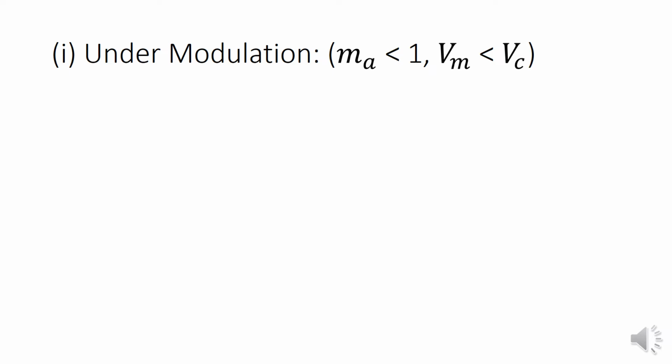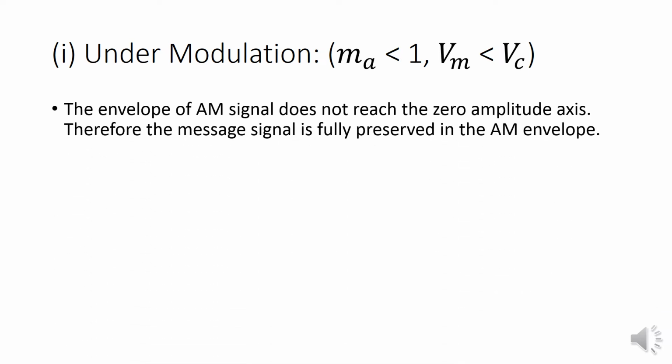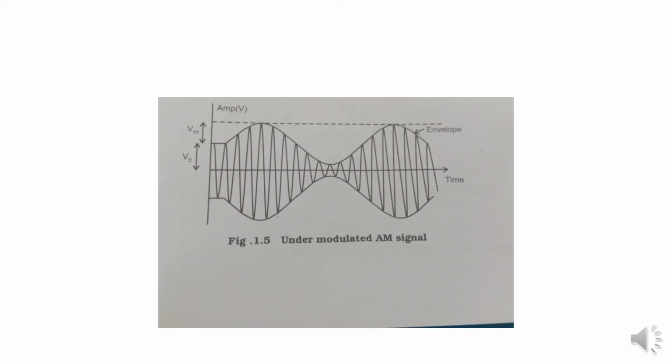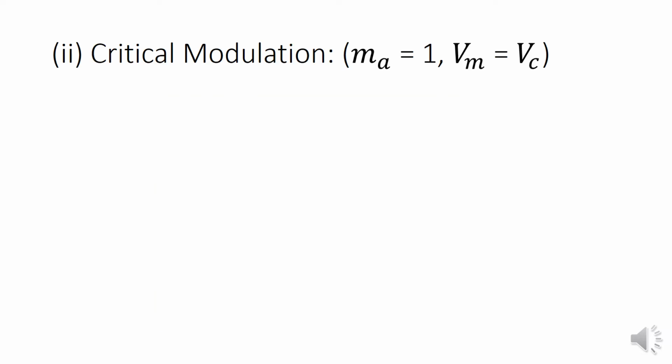First we are going to see under modulation. In this case, the modulation index Ma is less than 1 and Vm is less than Vc. The envelope of the AM signal does not reach the zero amplitude axis. Therefore the message signal is fully preserved in the AM envelope, so the envelope detector can recover the message signal without any distortion. In this diagram we are seeing the undermodulated AM signal in the center. It does not reach the zero value. So this is under modulation.